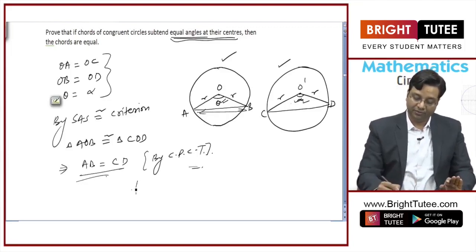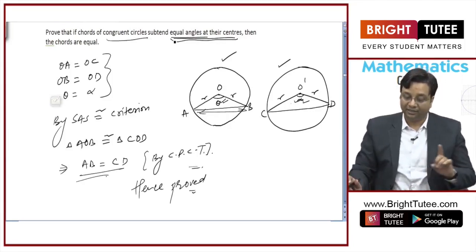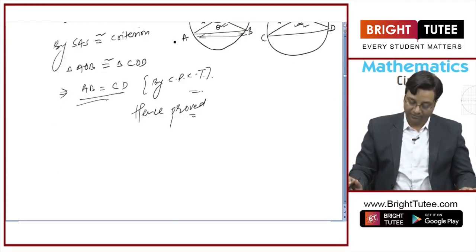Now it is proved that if chords of congruent circles subtend equal angles at the centers, then the chords are equal.